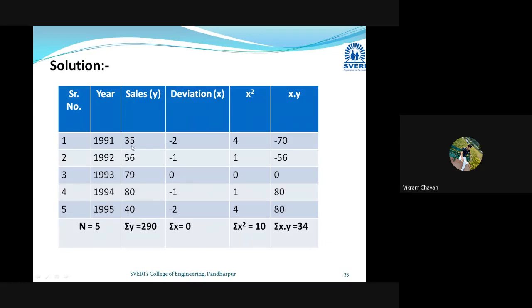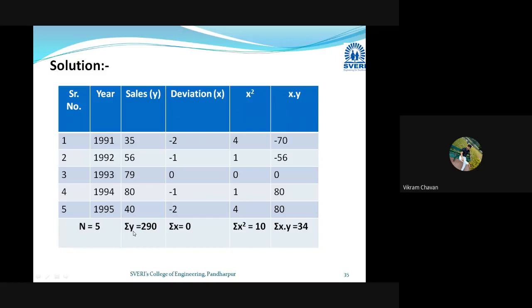Okay, in front of that particular year: 35, 56, 79, 80, 40, these are the sales values. Sales value we have to consider as y. Now at the bottom of that particular column of sales value, we have to add up all the sales values for the years.